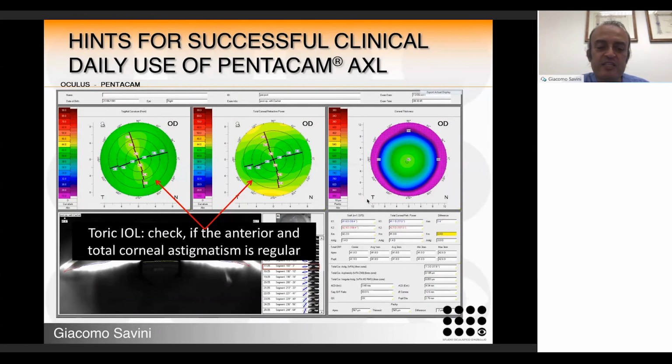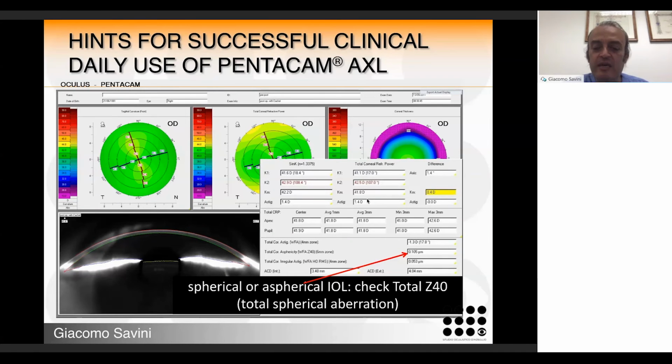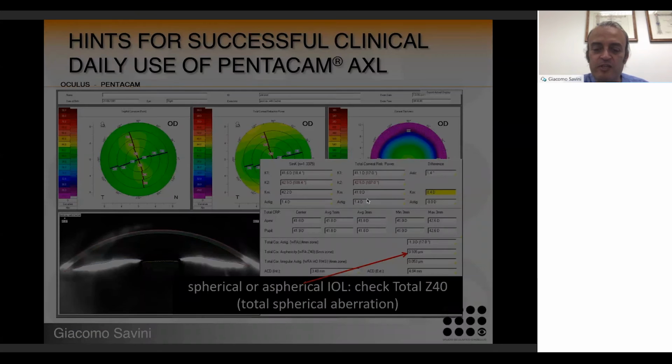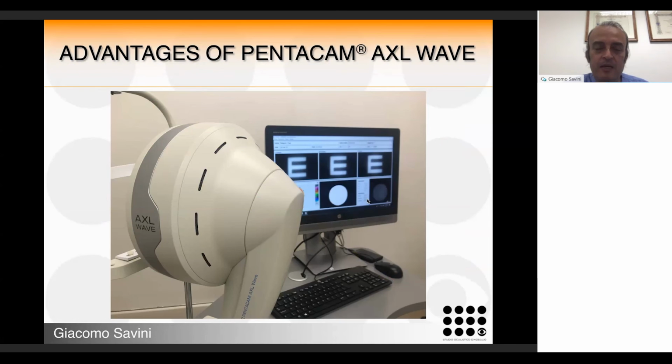You can check if the anterior and total corneal astigmatism are regular, so this is an ideal eye for toric IOLs. You can check the asphericity of the cornea, and based on corneal asphericity, you can choose the IOL model that is best for you in order to compensate such corneal asphericity, that is measured at 6 millimeters, which is the same value provided by IOL manufacturers. You can compare total and corneal and keratometric astigmatism and check if the magnitude and axis are the same. A lot of information.